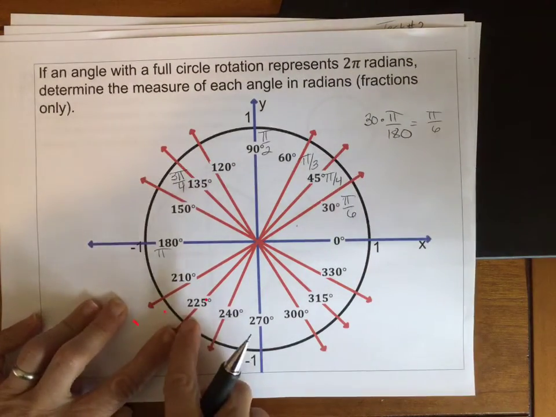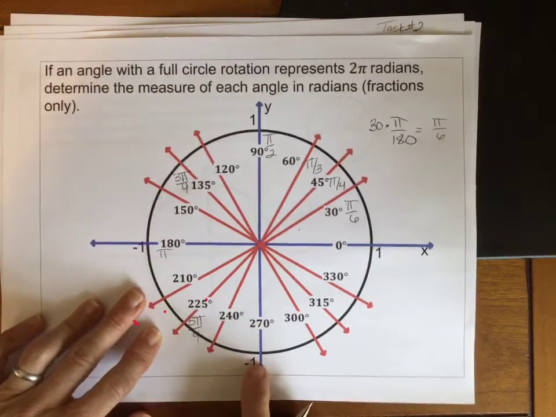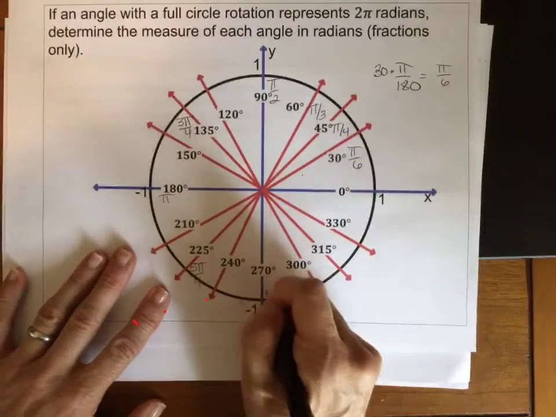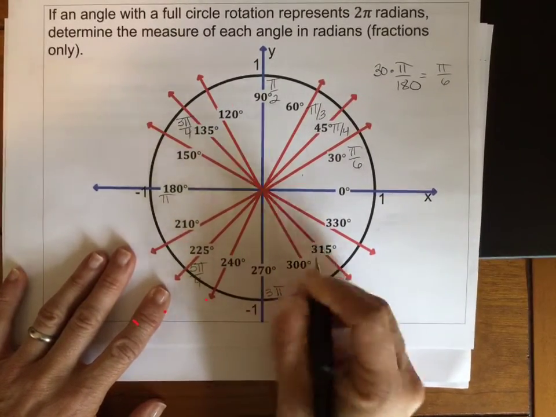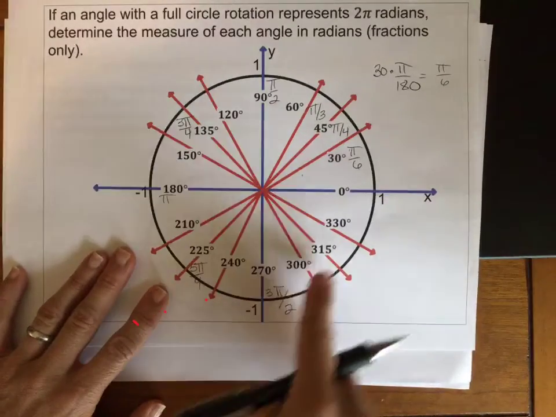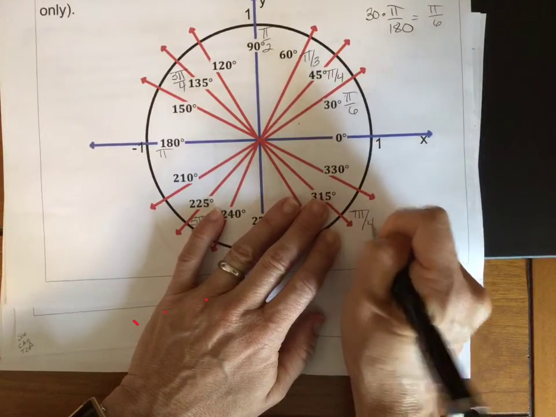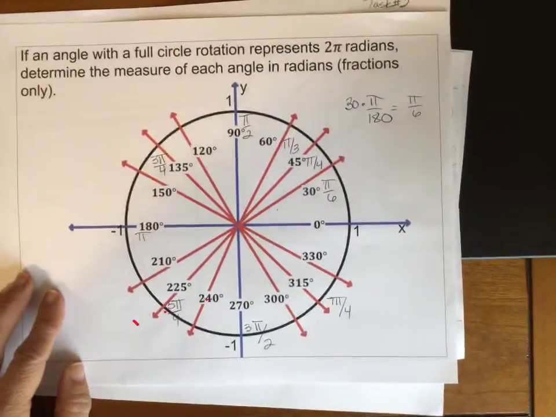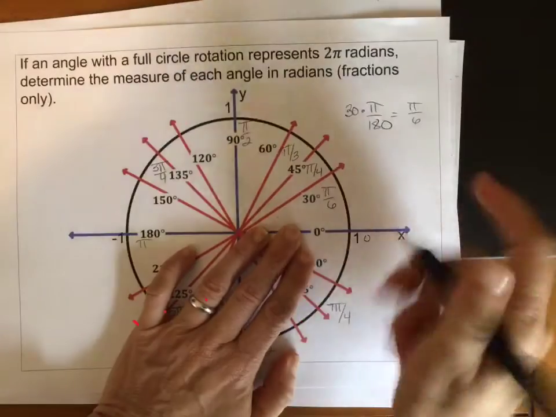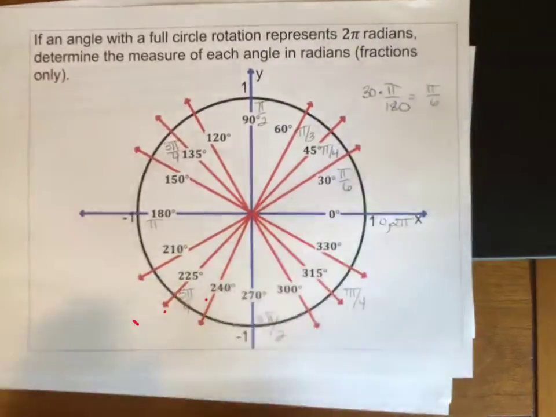So we come down here to 225. That's 5 pi over 4. This is going to be 6 pi over 4 down here at 270. That reduces to be 3 pi over 2. And if this was 6 pi over 4, then this is 7 pi over 4. And over here at 0, 0 gets fancy. It gets to be 0 radians if I'm starting, but if I'm ending, 2 pi. So 2 pi is equivalent to 360.